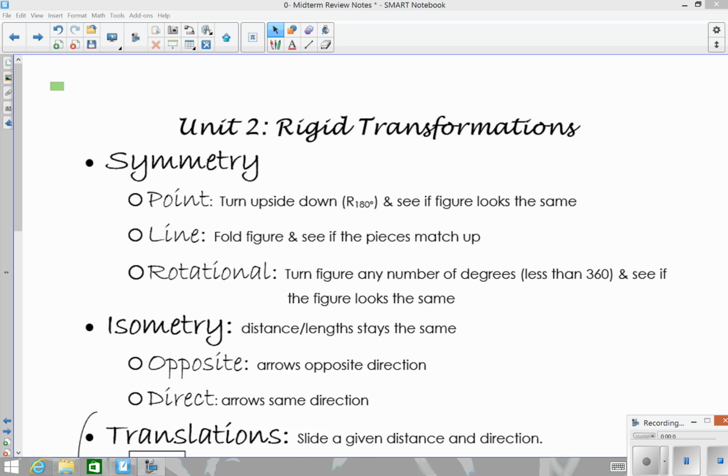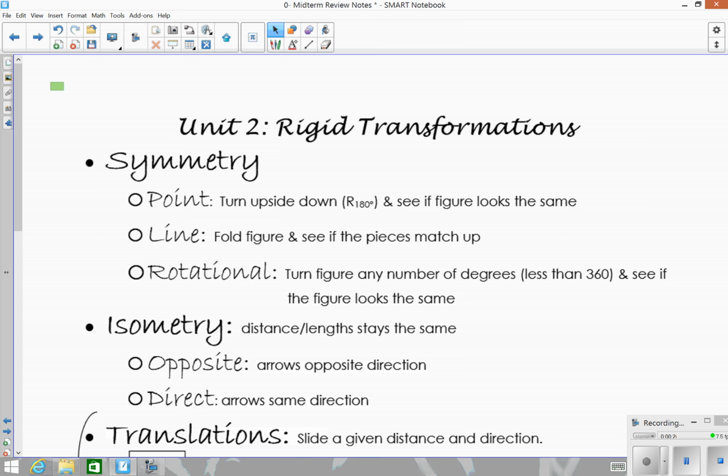In Unit 2, we learned about rigid transformations. So some of the vocab we talked about, first of all, was symmetry. Symmetry is when an image matches up. There are three different types of symmetry. Point symmetry is just when you turn the figure upside down and it'll look the same. So point symmetry is really the same thing as saying rotational symmetry, because you're just rotating it 180 degrees and seeing if it looks the same.